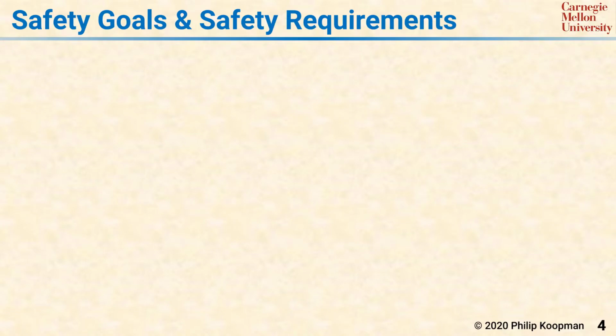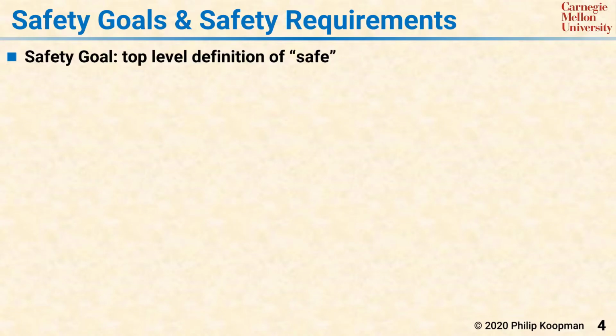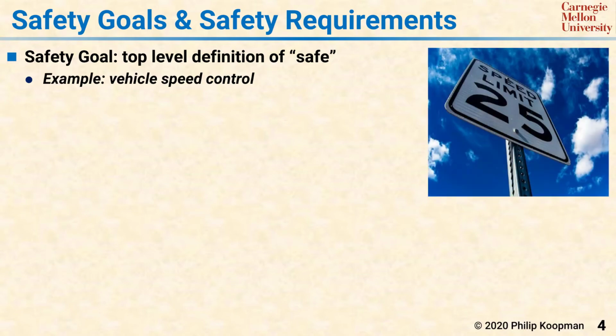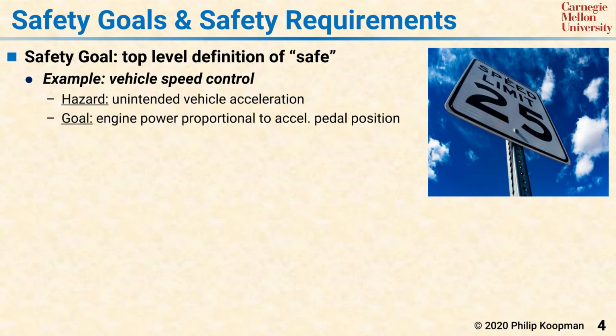Once system hazards have been identified, a safety goal is created to identify what safe means with respect to that hazard. For example, in a vehicle speed control application, one of the hazards identified might be unintended vehicle acceleration. The goal to mitigate that hazard might be to ensure that the engine power is proportional to the accelerator pedal position, with a released pedal producing minimal power and a fully depressed pedal producing maximum power.